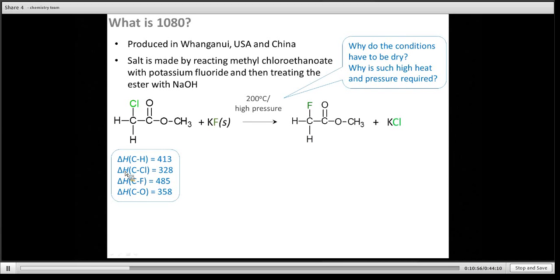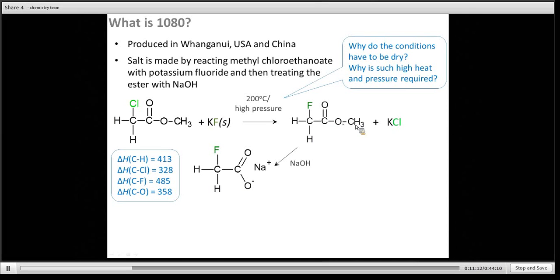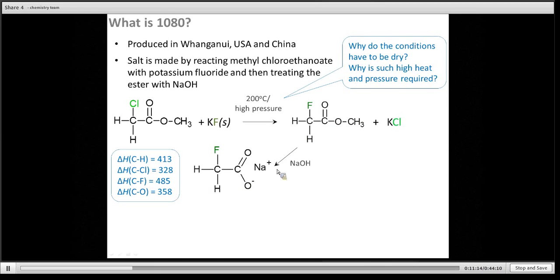And notice that the C-Cl bond is fairly strong, and you've replaced it, though, with a stronger C-F bond. Okay, that's just to explain why we need that high temperature and pressure. Now we treat this ester we formed with base, and you think of why base? Well, think of your base hydrolysis of esters.